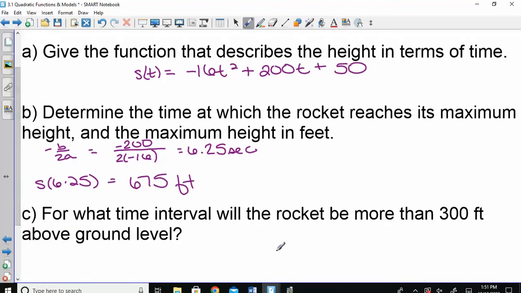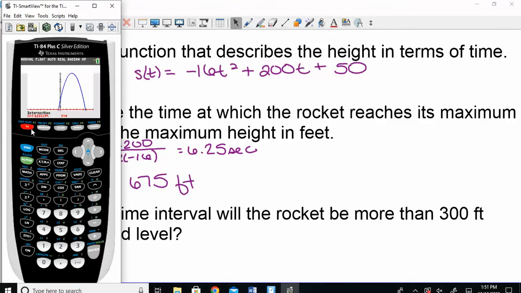C, this one's the calculator one. I want to know when the rocket will be more than 300. So you guys walk me through it. What do we do? So my beginning equation, and what should my y2 be? 300.